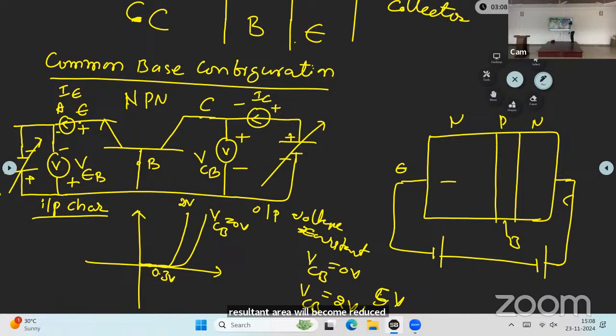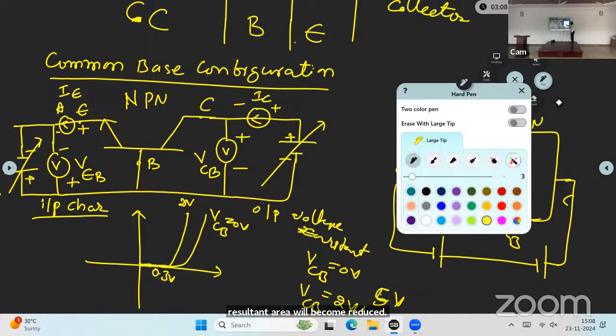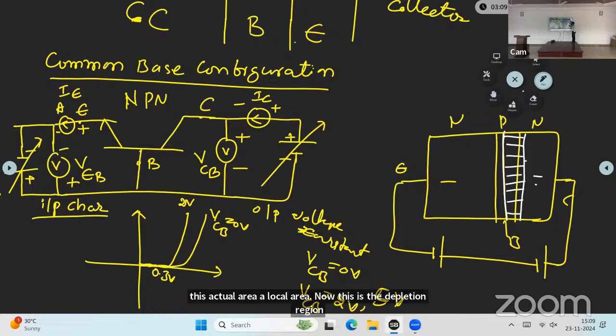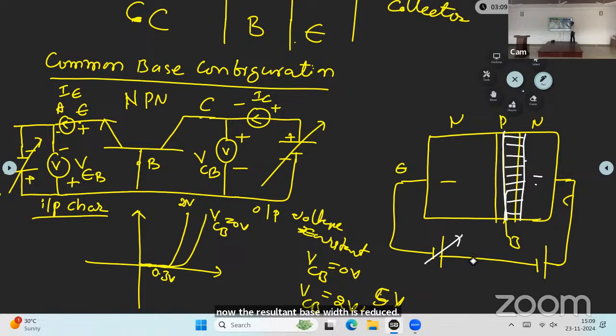Here this area will reduce. This is the actual area, the yellow color is the actual area. Now this is the depletion region. Most of the increased depletion region is penetrating the base. Now the resultant base width is reduced. Now if you are increasing this voltage, then what will happen? It will start conduction early.